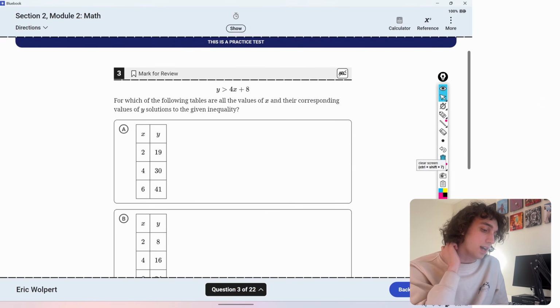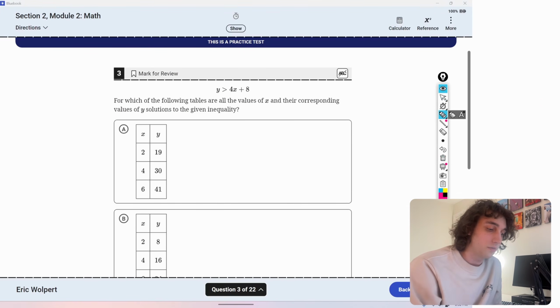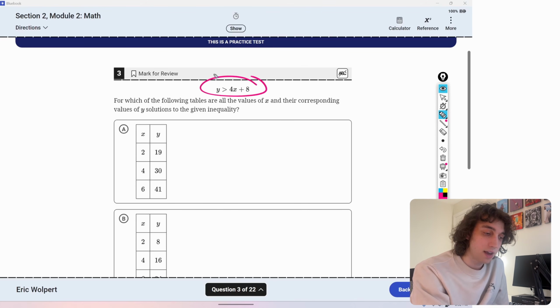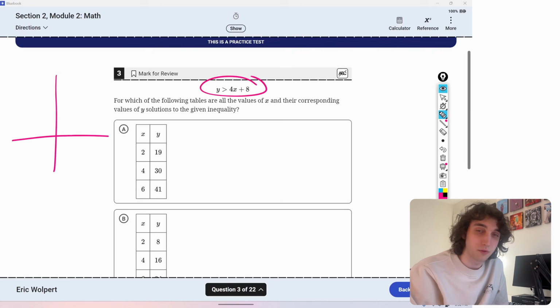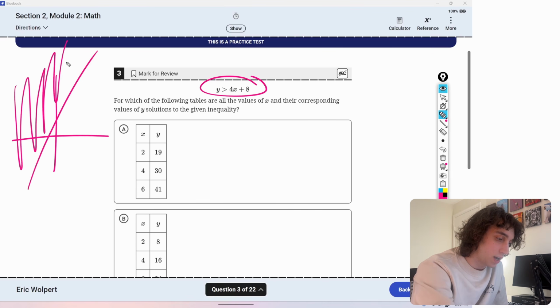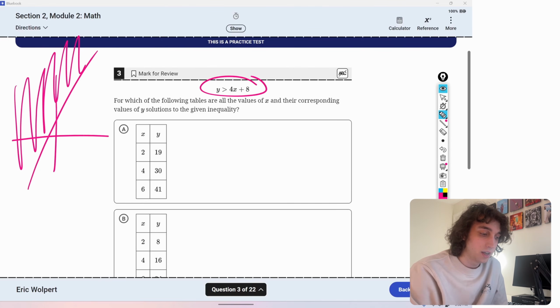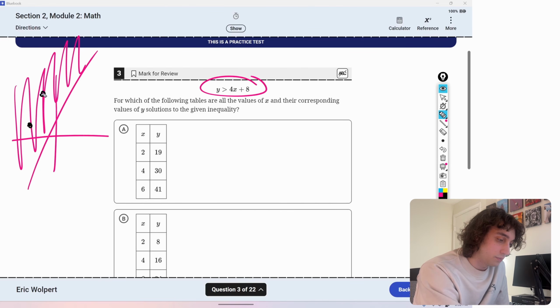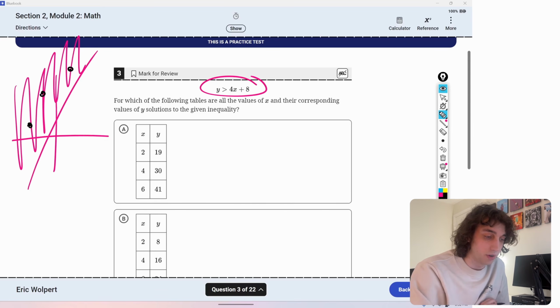Question number 3, I've seen these questions approached a variety of different ways. I'm going to share what I personally think is the best way to approach this. So basically we have this inequality y is greater than 4x plus 8, which means we have some line 4x plus 8, and y can be anything above that line. And we're trying to find which table has all of its points above that line. So we want a table where all 3 points are like these 3 points. They're above the pink line within the shaded region.